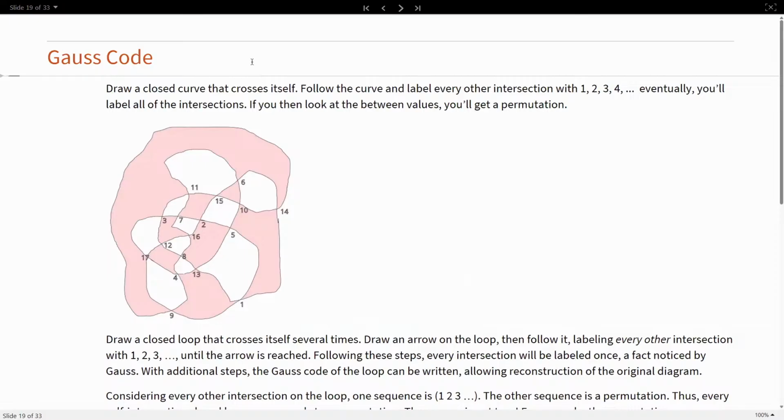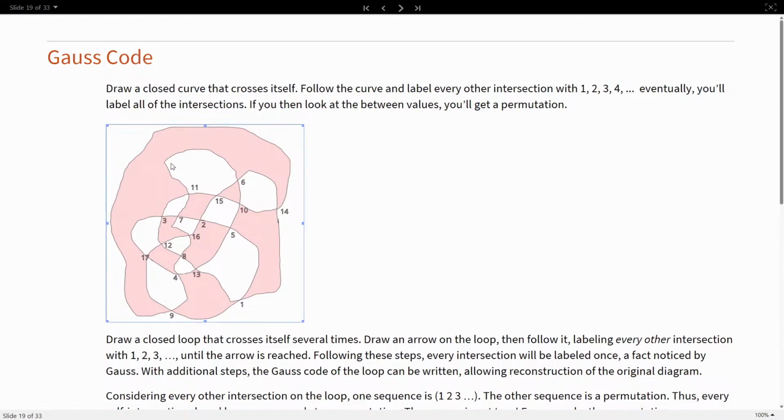One item that I do understand well is Gauss codes. So basically, just draw any closed loop on a piece of paper and eventually get back to where you started. And try to keep the intersections away from each other. And then start anywhere. I'll pick this intersection here. And then start following the loop. Label the first intersection 1. And then skip one intersection. Label the next intersection 2. Skip an intersection, label the next one 3. Skip one, label the next one 4, and so on.